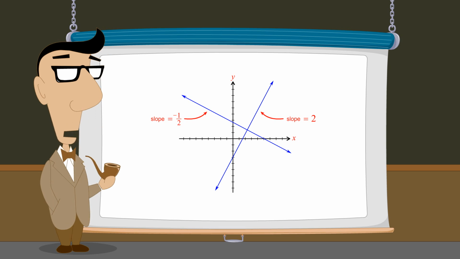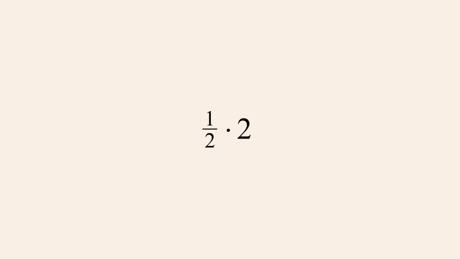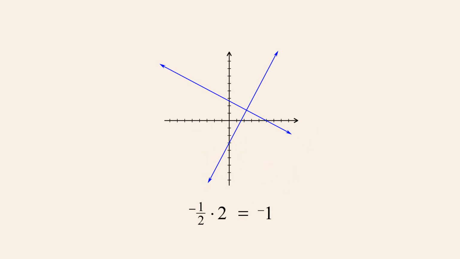So what does it mean for slopes to be negative reciprocals? We saw in pre-algebra that multiplying two numbers that are reciprocals of each other always produces the product of 1. Negative reciprocals can be created by changing the sign of one of the reciprocals. Multiplying two numbers that are negative reciprocals always produces a product of negative 1. So if the slopes of two intersecting lines are negative reciprocals of each other, the product of their slopes must be negative 1. And this tells us that the two lines are perpendicular.